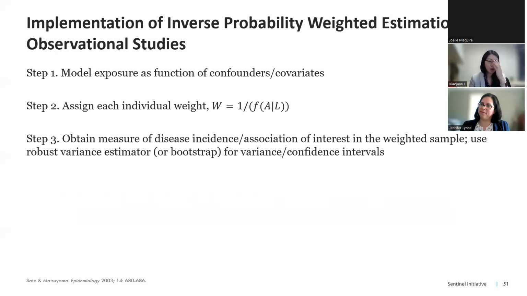First, we will model the exposure or treatment A as a function of confounders or covariates L, and then we'll assign each individual a weight. So everyone in the sample will receive a weight, which is the inverse of the predicted probability of having the observed treatment value given the covariate value L.